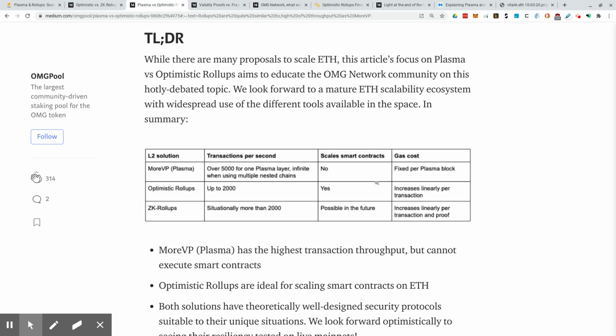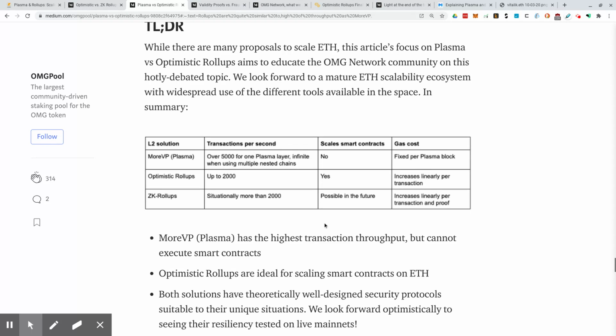And the gas cost is fixed per Plasma block. The Optimistic rollups can do up to 2,000 per rollup. It can work with smart contracts, and the gas cost increases linearly per transaction. ZK rollups can situationally do more than 2,000 transactions per second. I guess we'll wait to see on that.